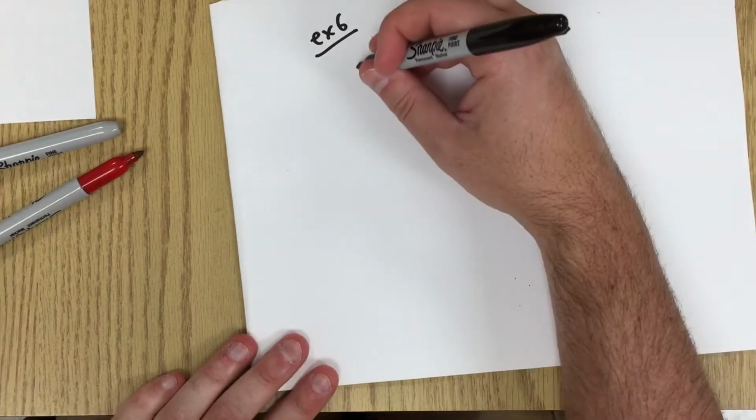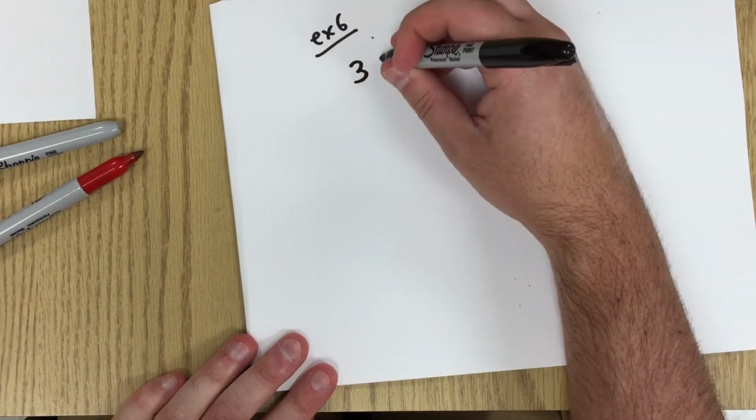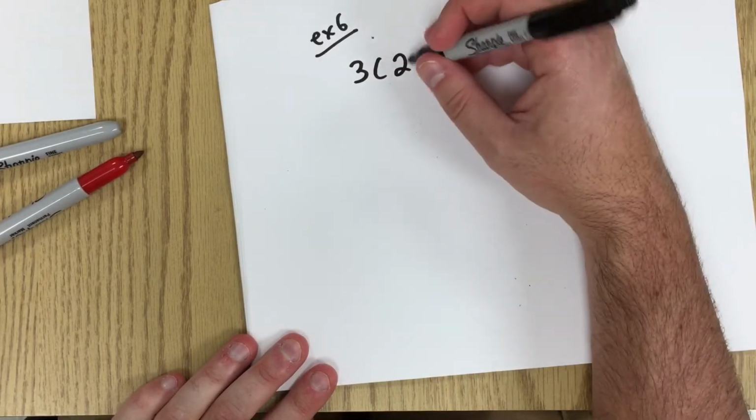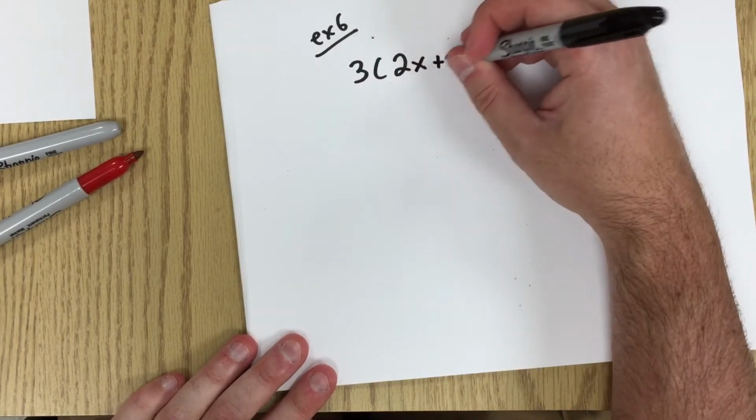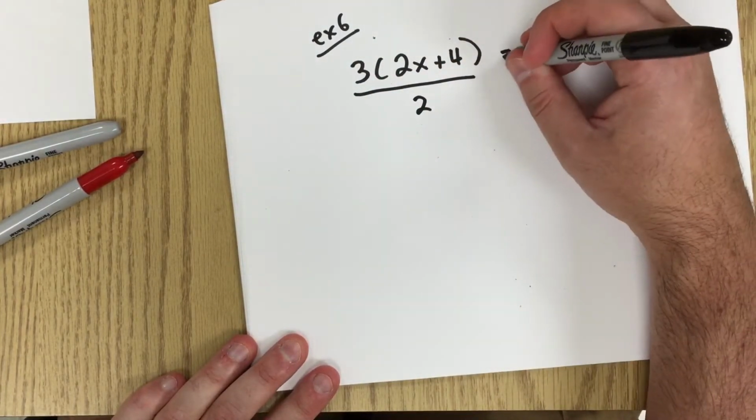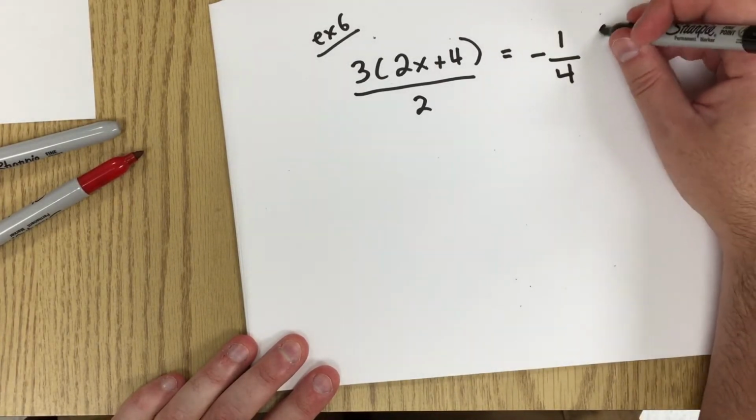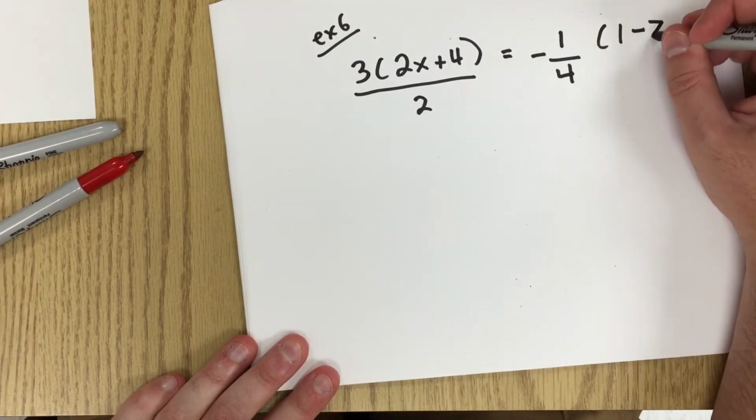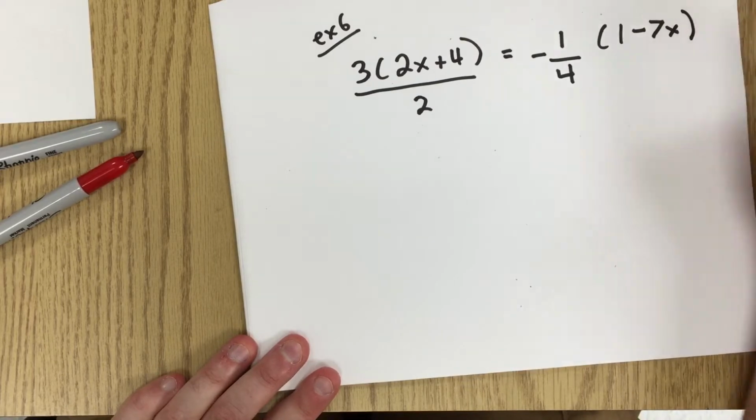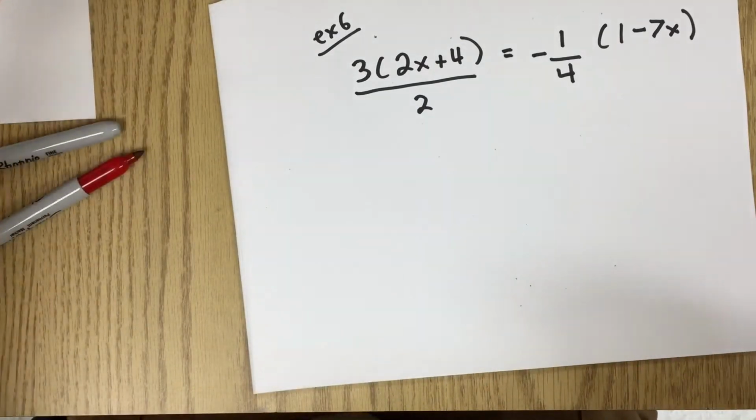Example 6. x plus 4 over 2 equals negative a quarter times 1 minus 7x. Okay, there's nothing too terrible here. It might be worth it to pause the video and try it out yourself before I get cracking on it.